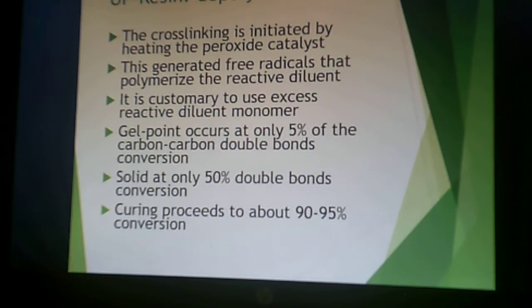When you do that cross-linking reaction, it's initiated by heating a peroxide catalyst to kick off the free radical polymerization. And typically you use excess reactive diluent monomer. The gel point of these occurs at about 5% of the carbon-carbon double bond conversion. You get solid at about 50% double bond conversion, and then you get further conversion to about 90 to 95% overall.